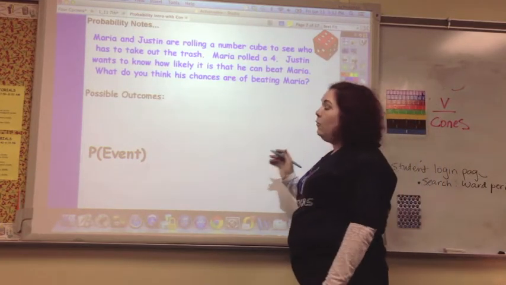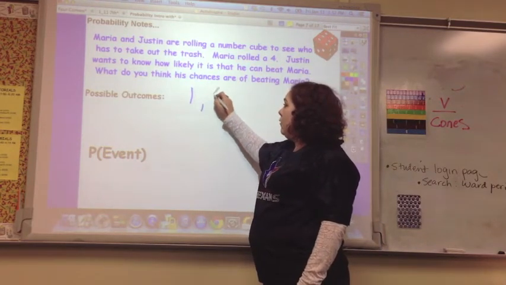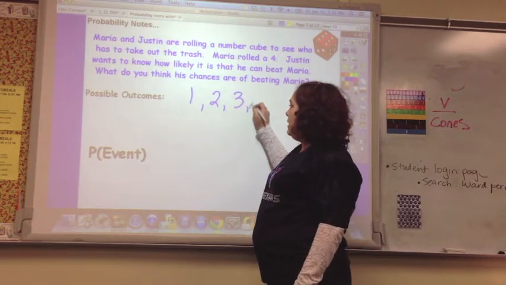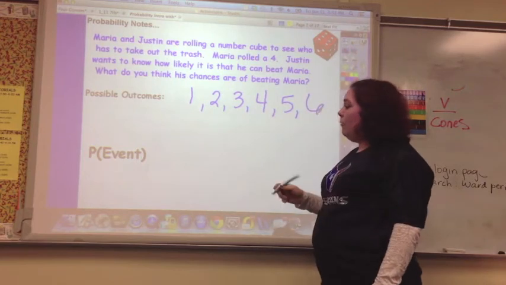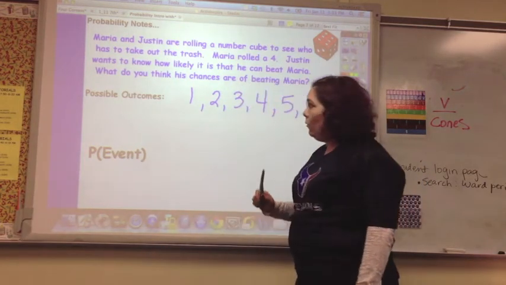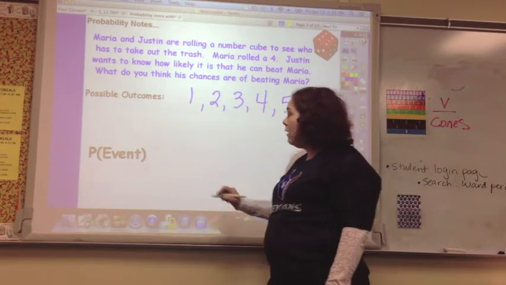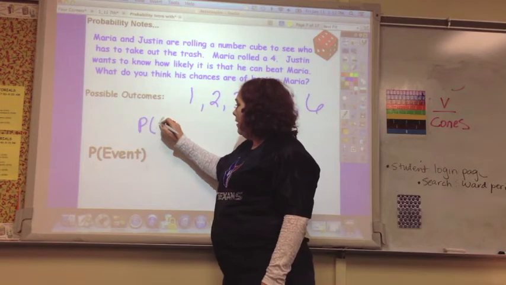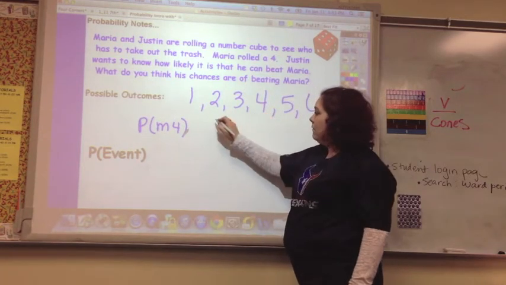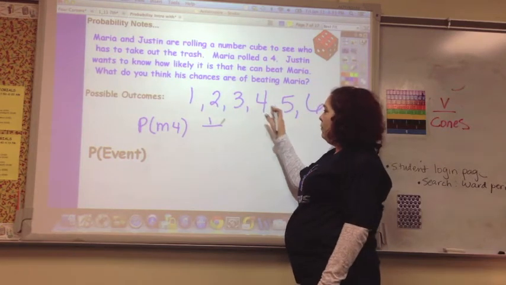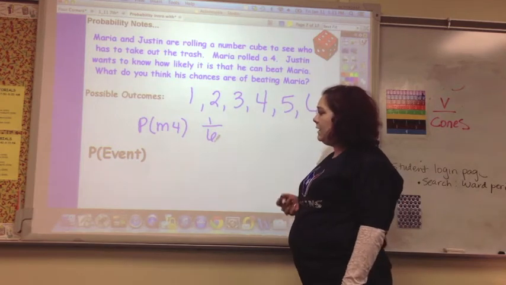So what are the outcomes if you roll a dice? You could roll a 1, you could roll a 2, you could roll a 3, 4, 5, 6. And the probability of an event is what's going to happen. So the probability of Maria rolling a 4 is 1 out of 1, 2, 3, 4, 5, 6. Or 1 to 6. 1 out of 6.